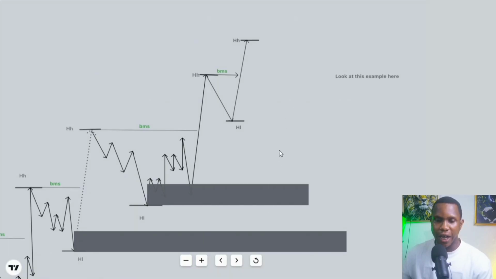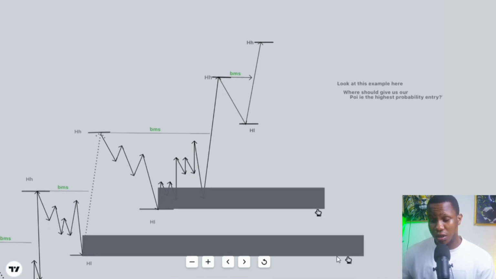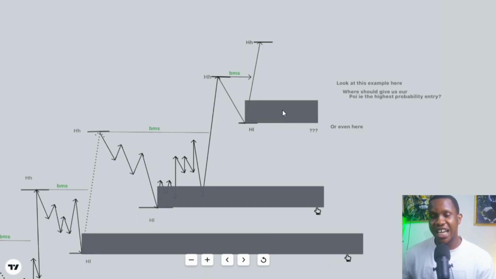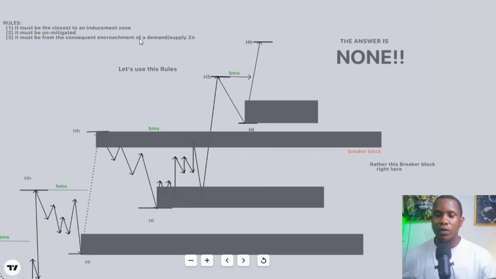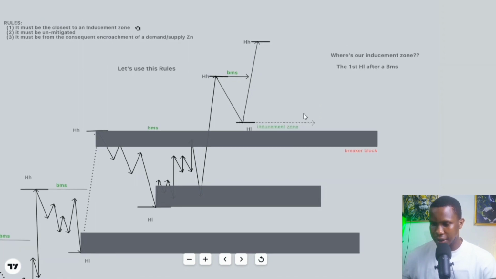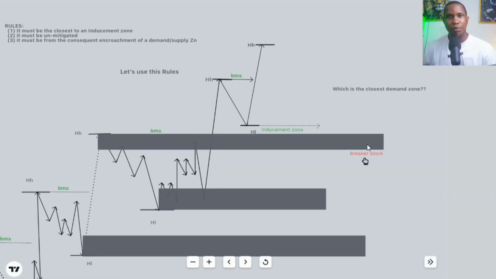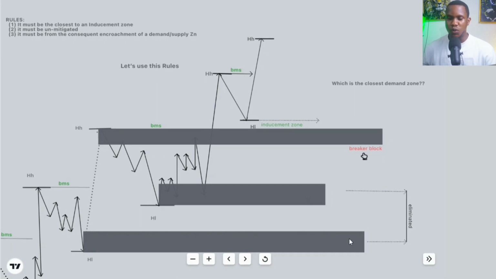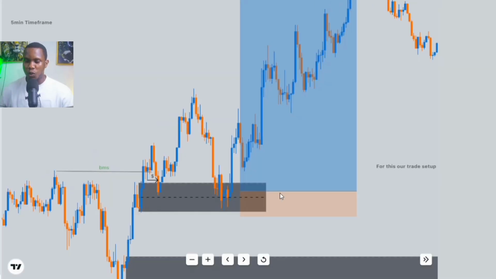Look at this example right here, guys. Where is our POI, our highest probability entry? Is it here or here, or is it even here? The answer is none of them. Rather, this breaker block right here, guys. Now let's use our rules. Number 1, it must be closest to an inducement zone. Where is our inducement zone? This level. The first pullback after what? A break of market structure. And where is the closest demand zone to this inducement zone? This breaker block here. And that is why we eliminated these 2 guys here. I will mark out the consequent encroachment of this breaker block, stop loss below here, and trade to these highs, guys. This is our trade setup that gave us a 1:8 risk reward ratio.